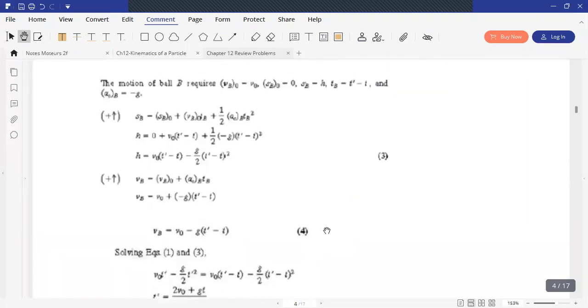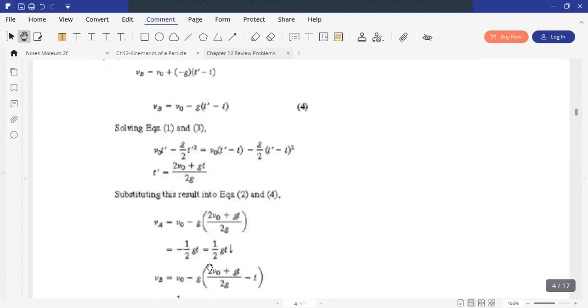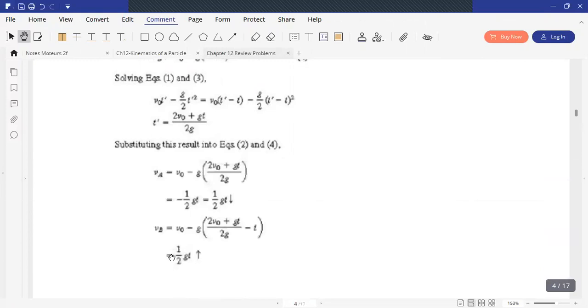So first, yes, tell me. Okay, thank you. So what they did, they said solving 1 equals 3. So you put SA equals SB. So you get T prime, okay? You get the time when they will meet each other, as a function of the elapsed time T, okay? And once you find T prime, you replace it back in the equation of velocities. So you can get the velocity at points A and B as a function of the elapsed time T. Okay?